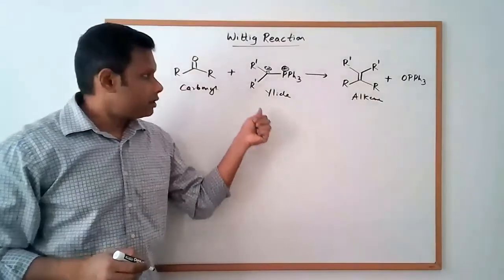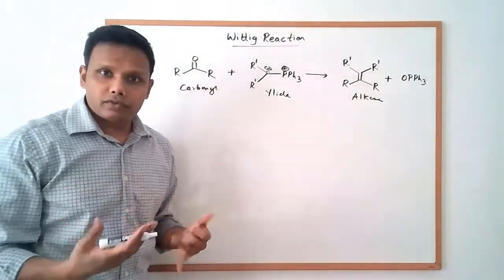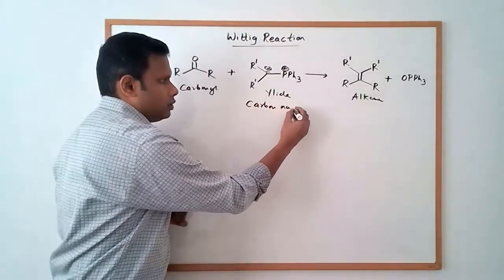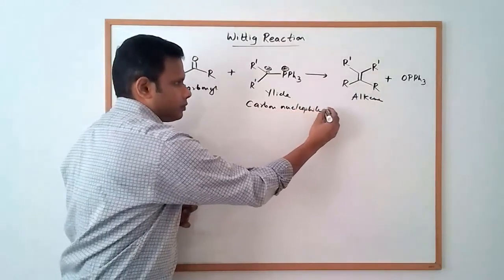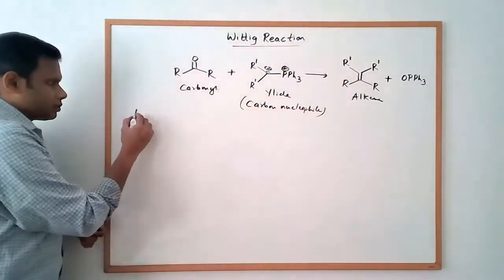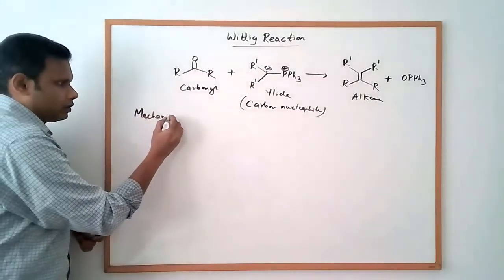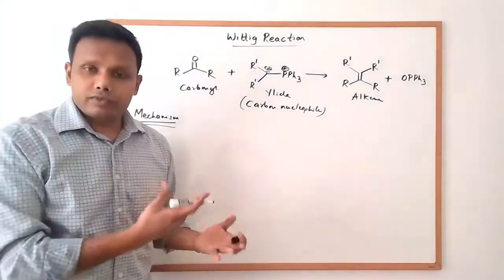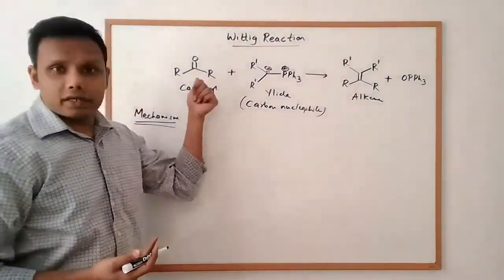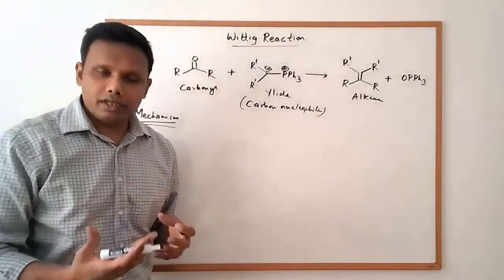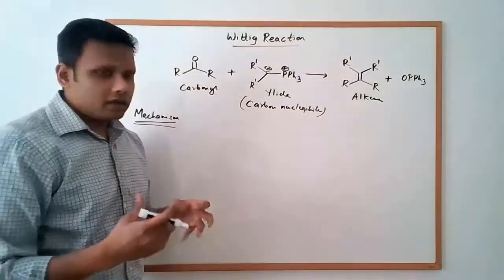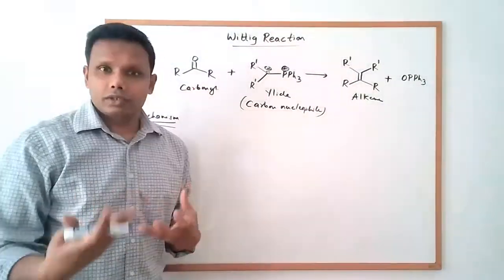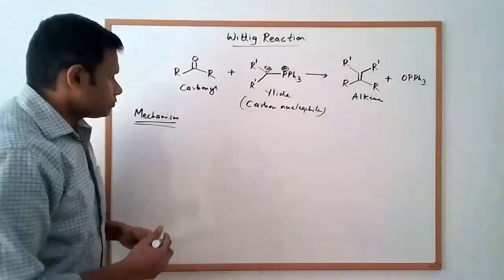And like I mentioned earlier, the ylid is a carbon nucleophile. It's a source of a carbon nucleophile. So the mechanism of this reaction has some elements that are common to what we've seen in previous examples of reactions involving carbonyl compounds, but it also deviates at some points, okay? And it involves the formation of a new sort of intermediate that we haven't yet encountered in organic chemistry.